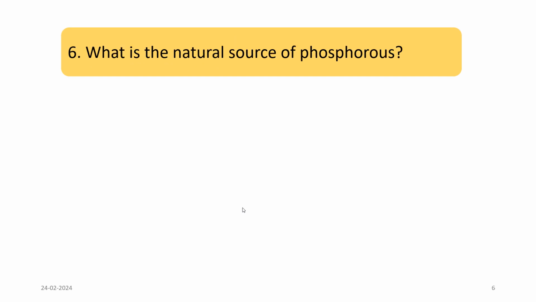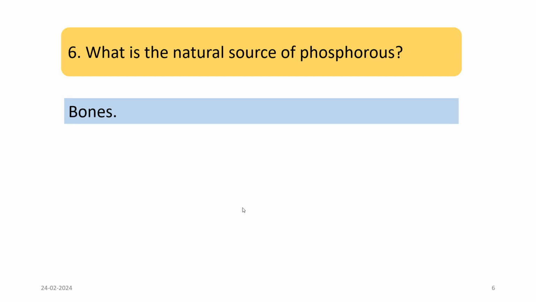Next question is what is the natural source of phosphorus? Phosphate rocks, ma'am. Phosphate rocks are obviously one of the sources, but here the natural source is bones. In human bone you can see there is phosphorus. So natural source is bone. Phosphate rocks are also one of the sources, but they are not natural. So the answer is bones.